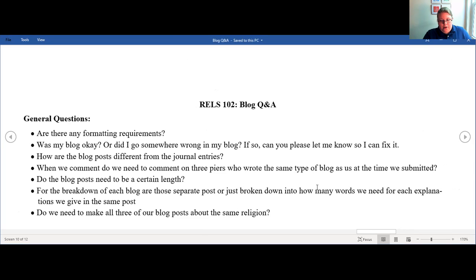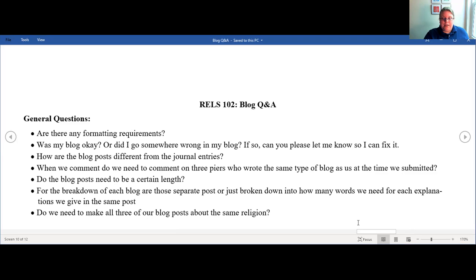The separate posts are broken down into how many words we need for each explanation we give in the same post. That's the same post, just how many words for each explanation. So this is guiding you to let you know, for example, for the media, book, movie evaluation, you shouldn't write a 600-word post that has 500 words summarizing it and then 100 words analyzing it. I want you all to think through briefly summarizing the media and then going into an analysis for most of the post.